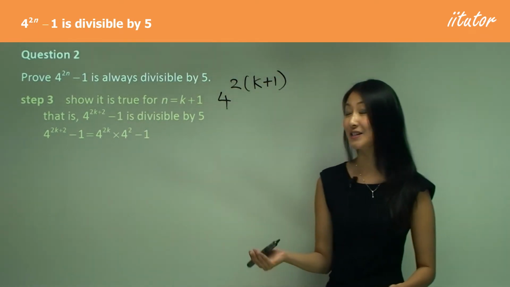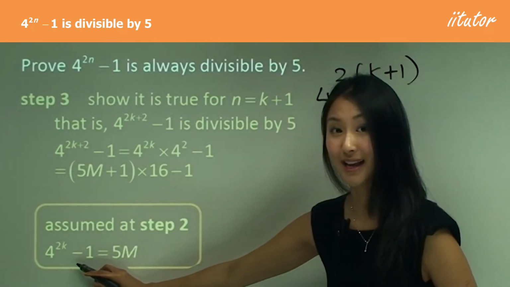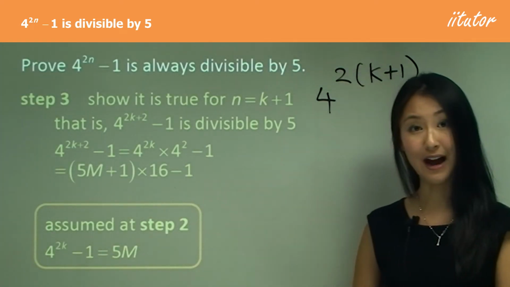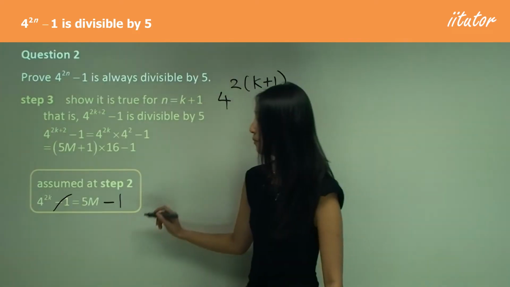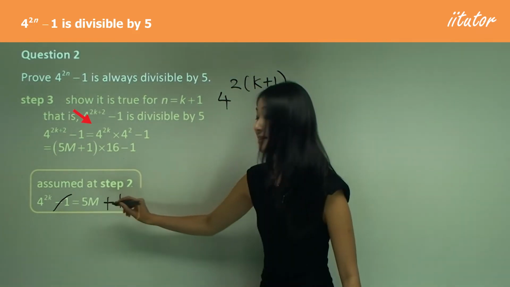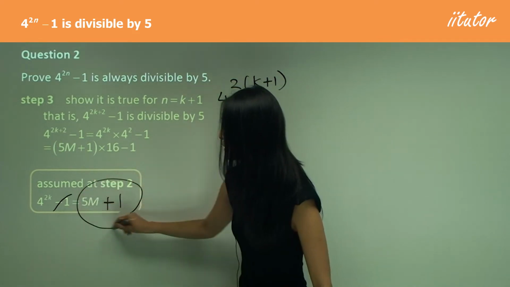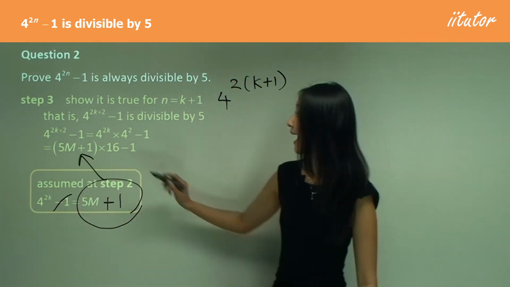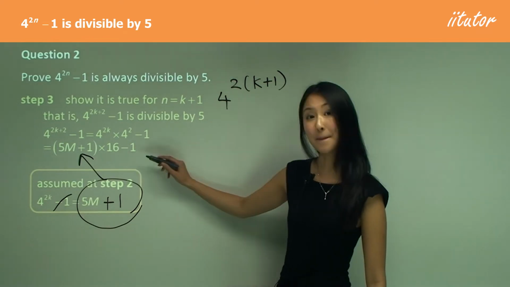Now we look back into the assumption that we made in step 2, that 4 to the power of 2k minus 1 equals 5m. So therefore, by adding 1 to both sides, we can say that 4 to the power of 2k equals 5m plus 1, because we've added that 1 onto this side. So now I substitute this into here. So I have 5m plus 1 times 4 squared, which is 16, minus 1.